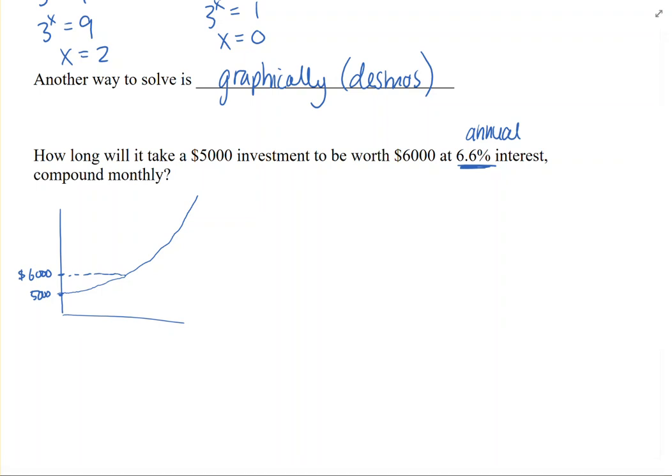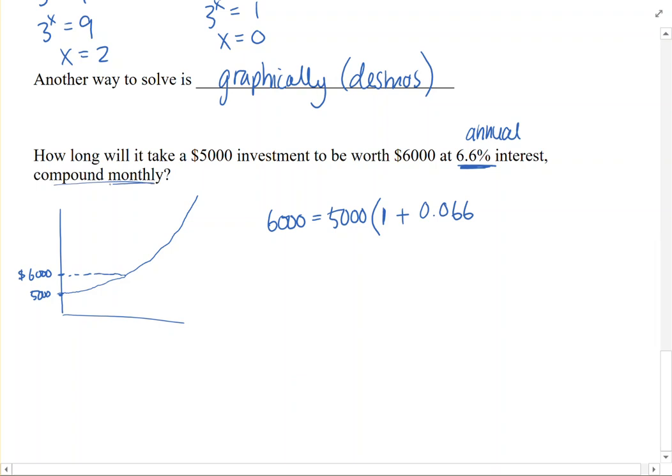So this is how this equation will be built. We have our 5,000, and we do know we want to get to 6,000. That's our final amount. When it comes to interest, it needs to grow from 100%. So that's why there's 1. And for the whole year, it will be 6.6% interest. To put that into decimals, it's going to be 0.066.